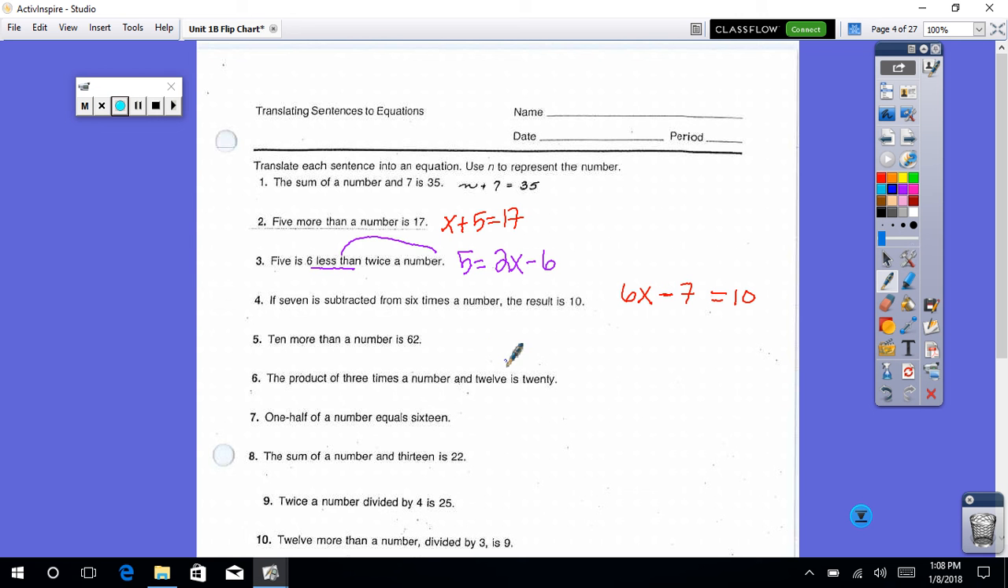Some of these are super easy, some of them not so much. Number 5 is pretty easy. 10 more than a number is 62.